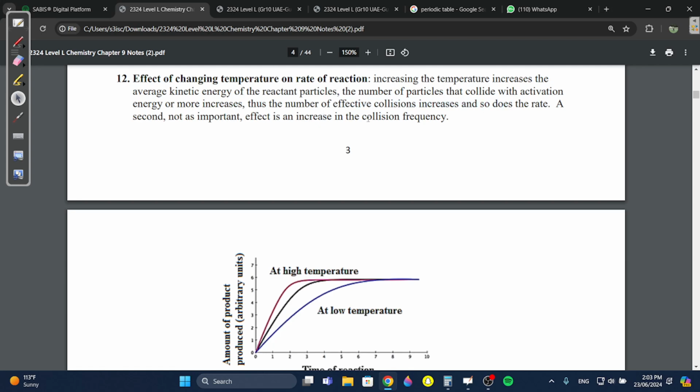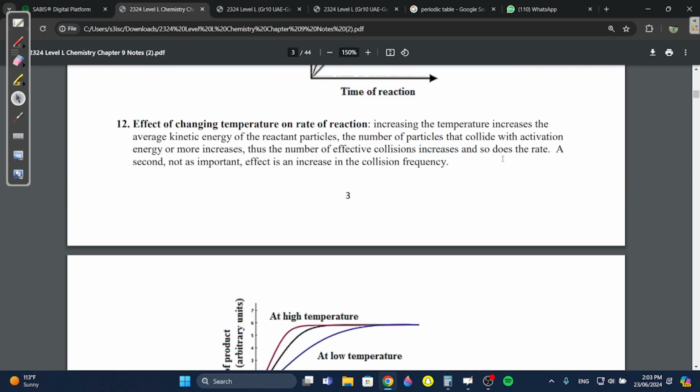A second, not as important effect, forget about this. We should know the effect of changing temperature: it increases average kinetic energy, therefore they will move faster. Therefore there will be more particles that collide with activation energy, because they have more kinetic energy and they are closer to the activation energy. So that means there will be more effective collisions, so more rate.